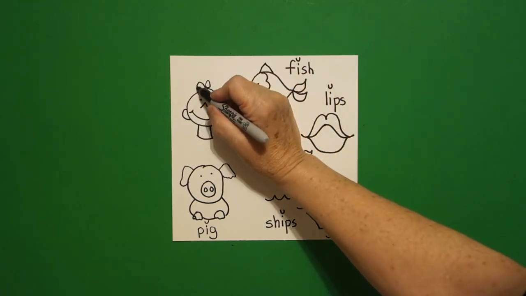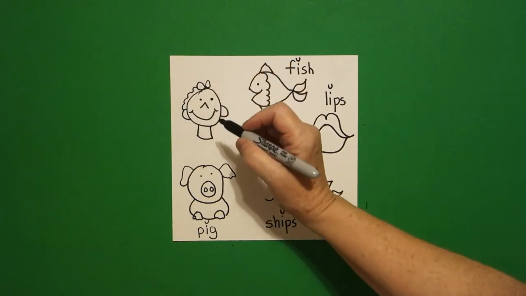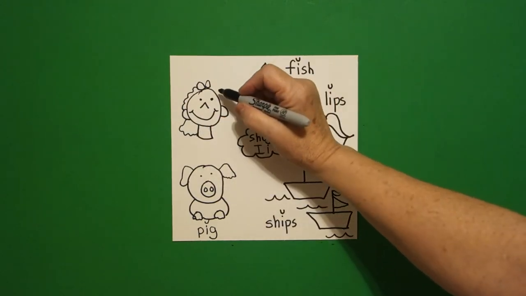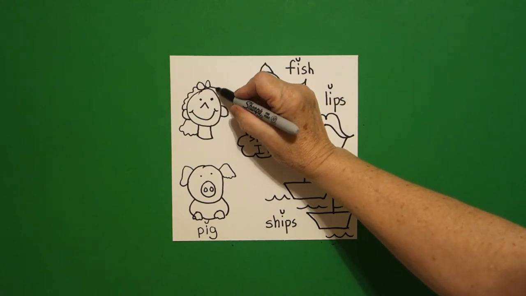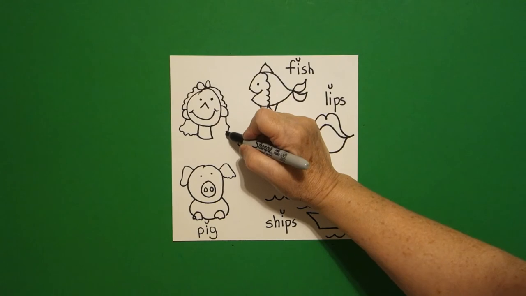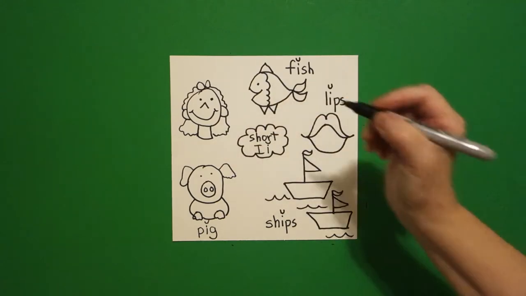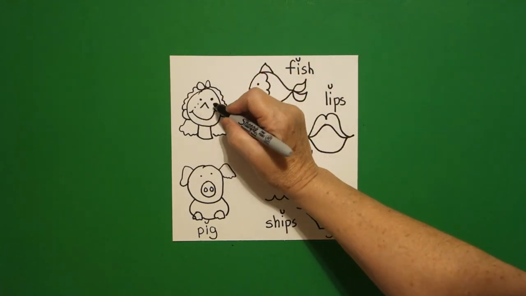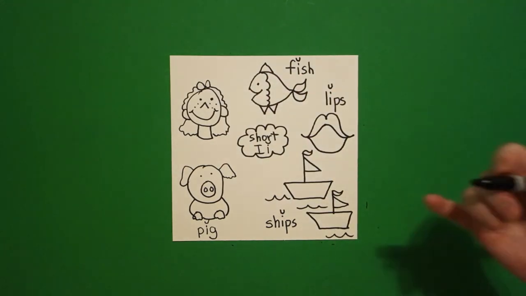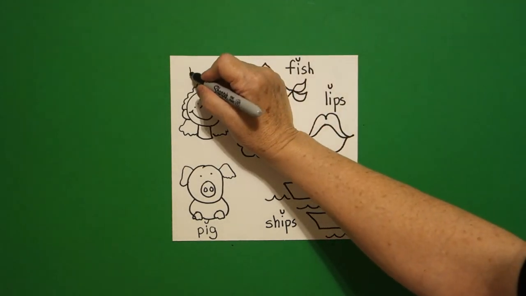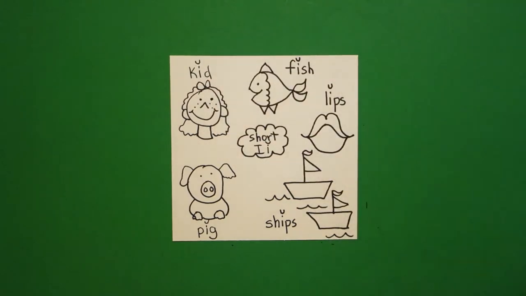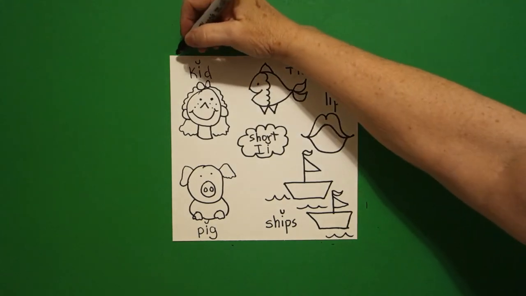Come all the way up to the top, wavy, wavy line, jump over, wavy line out, in, connect. Come back up to the top, wavy line over, jump over, wavy line, connect. Now I'm going to put some freckles. One, two, three, four, five little dots. Okay, what is this? It's a kid. Kid. And there is our short vowel I.